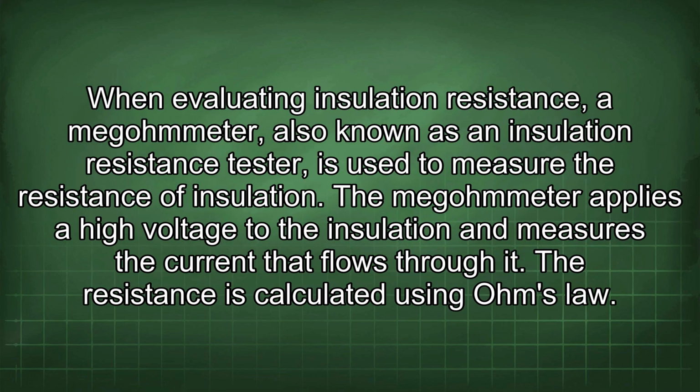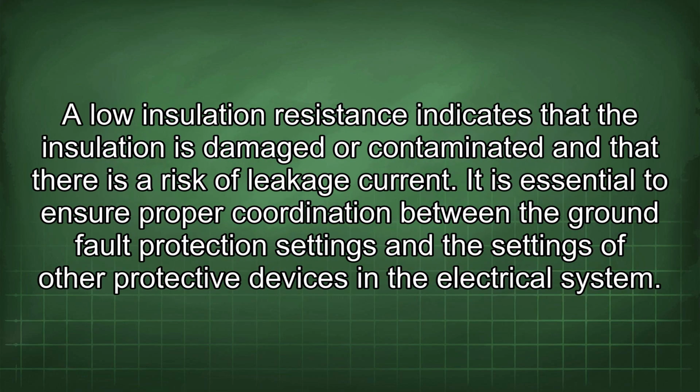When evaluating insulation resistance, a megohmmeter, also known as an insulation resistance tester, is used to measure the resistance of insulation. The megohmmeter applies a high voltage to the insulation and measures the current that flows through it. The resistance is calculated using Ohm's law. A low insulation resistance indicates that the insulation is damaged or contaminated and that there is a risk of leakage current.